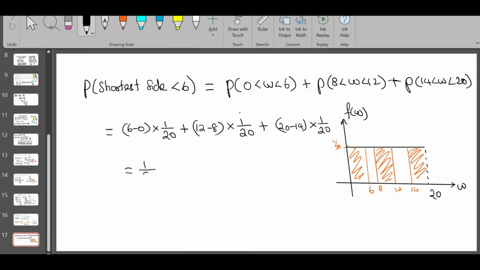So you can keep 1 over 20 as a common factor. You will get 6 plus 4 plus 6, which is 16 over 20. 4 4s are 16, 5 4s are 20. That's the probability, that's all.